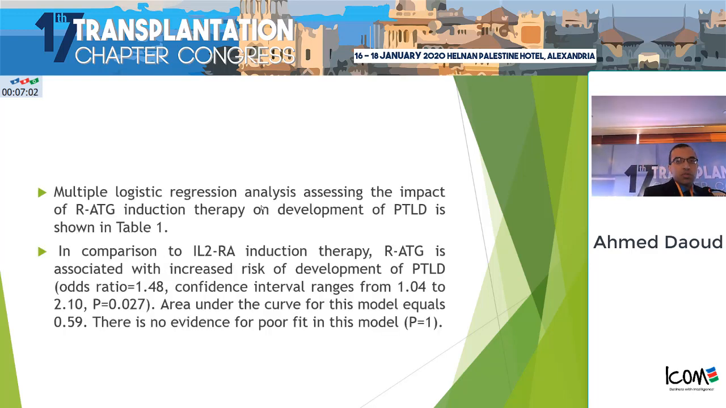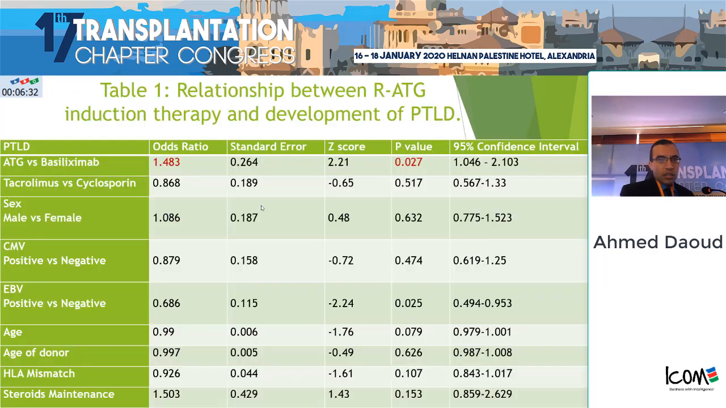So we did multiple logistic regression analysis assessing the impact of the induction therapy on the development of PTLD. And we found that compared to interleukin-2 receptor antagonist induction therapy, the RATG is associated with increased risk of development of PTLD, with an odds ratio of 1.48, the confidence interval ranging from 1.04 to 2.1, with a statistically significant p-value of less than 0.03. Okay, this is the table. We can see that the only other statistically significant variable was the Epstein-Barr virus positivity.